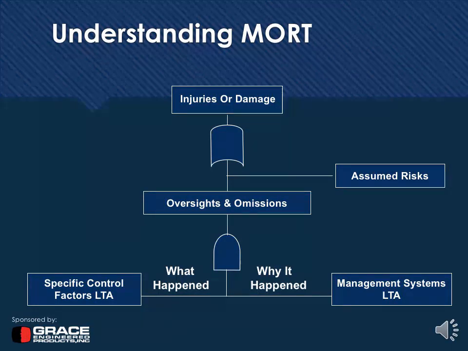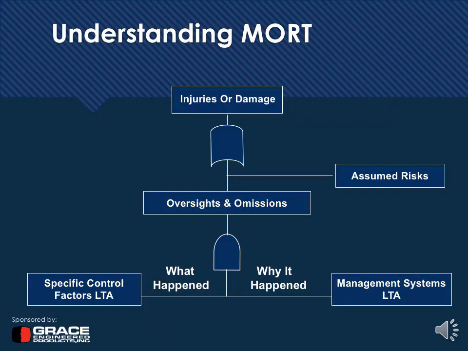So underneath that injury or damage box, you see one of the logic gates, which is called an OR gate. And the way to read an OR gate is whatever the event is above it, the box above it, everything underneath it, either this or that or both, could have occurred. So it's this or that. Not all of them necessarily will do it.